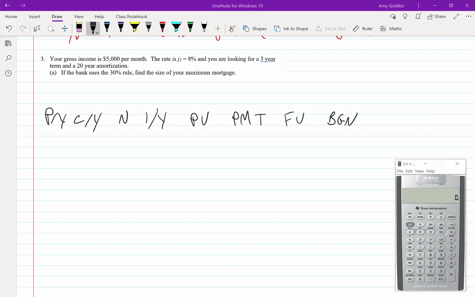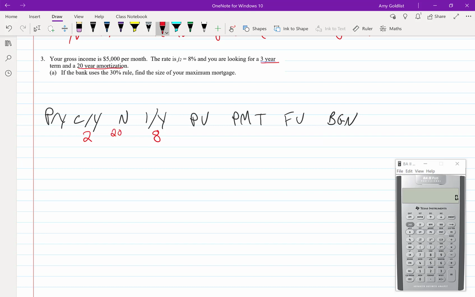Example 3. Let's do the exact same thing again. This time, your gross income is $5,000 per month. That's your income before taxes. The rate is now J2 equals 8%. Let's write that in as we go. And we're looking for a 3-year term and a 20-year amortization.